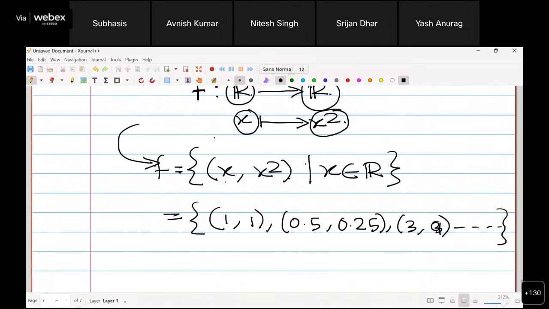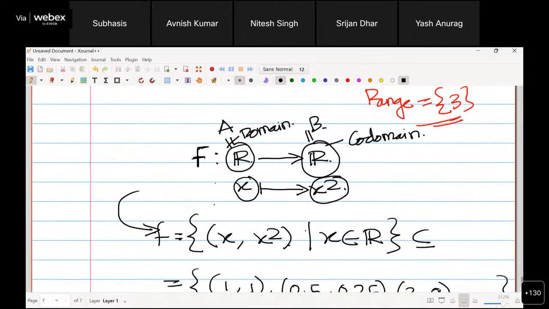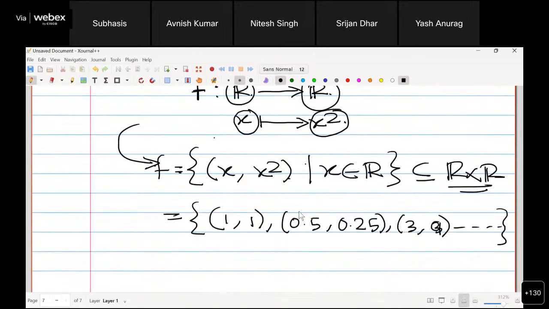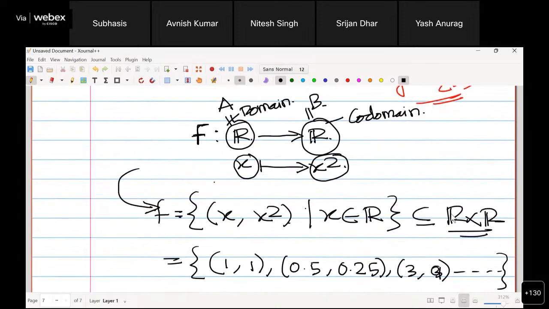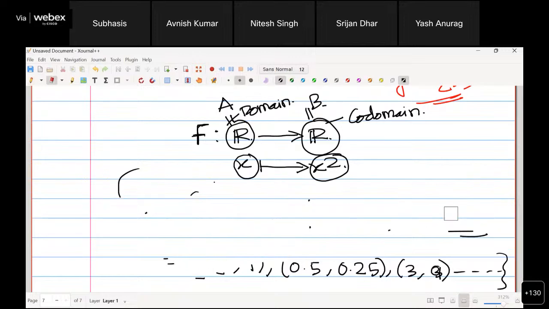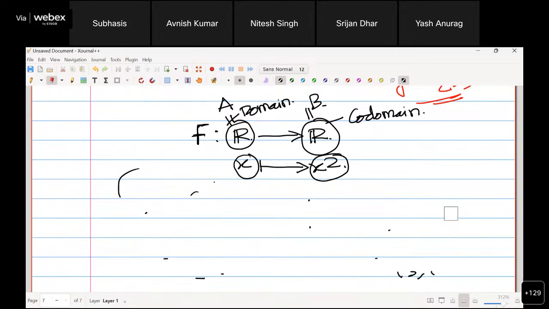Since this is a function from R to R, in particular this is a relation from R to R. That means it should be a subset of R cross R. But I don't know whether this is equal to R cross R or not. The only thing I know is that this is a subset of R cross R, and that is what I need. So this is a function from R to R. Can one of you tell me what will be the range of this function?